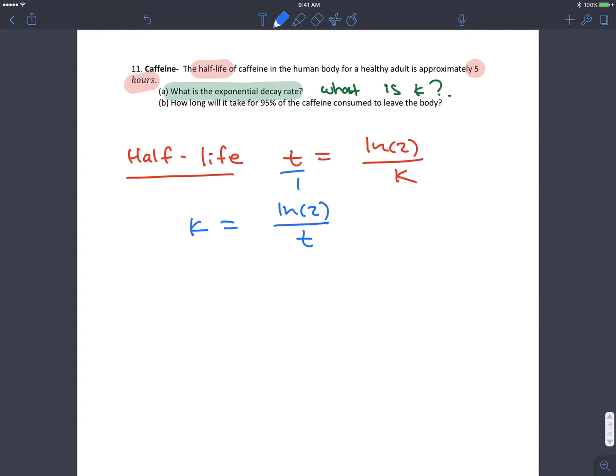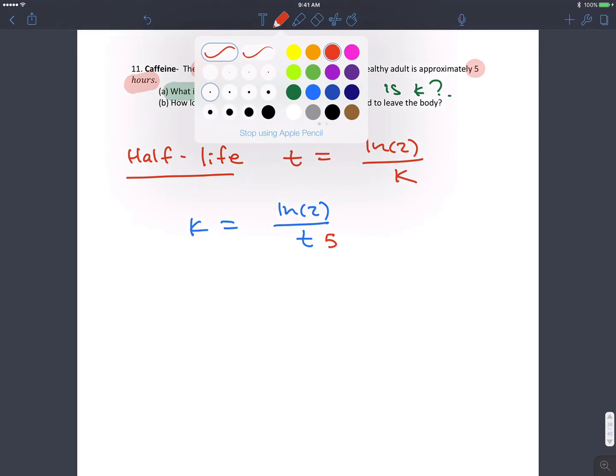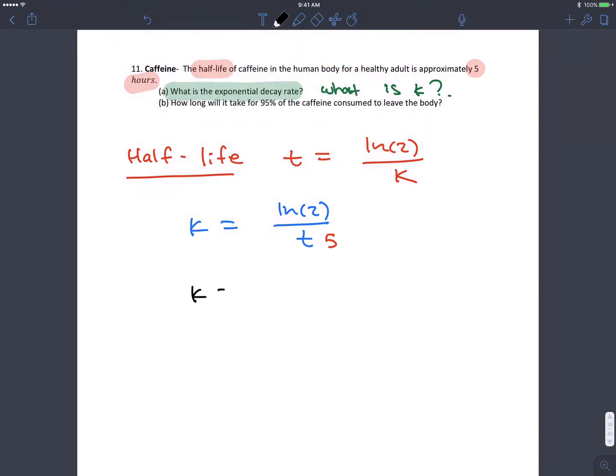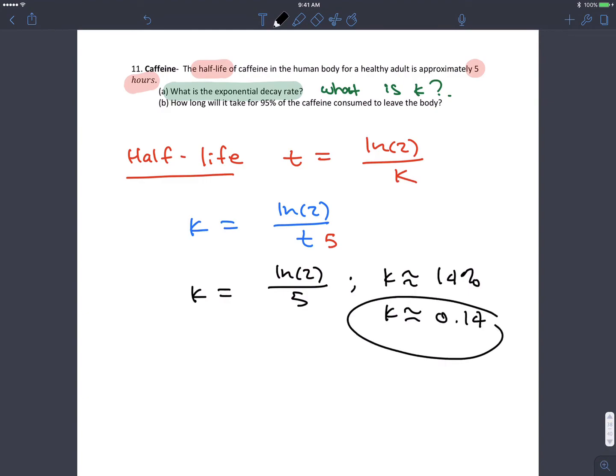And you say, how did you get that? Well, cross multiply and solve for k. So if I know the half-life value, and I do, it's 5 hours, I can now find the value for k, the exponential decay rate. Take the natural log of 2 divided by 5. And k is approximately, if I do the calculation, about 14%, or 0.14. This is the value for k.